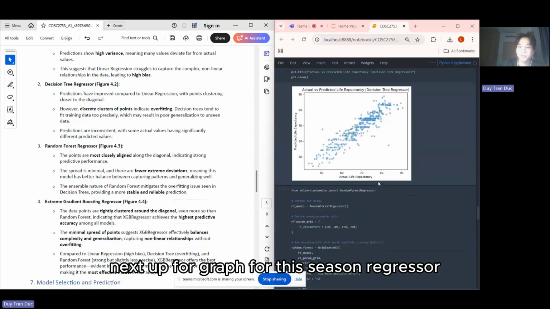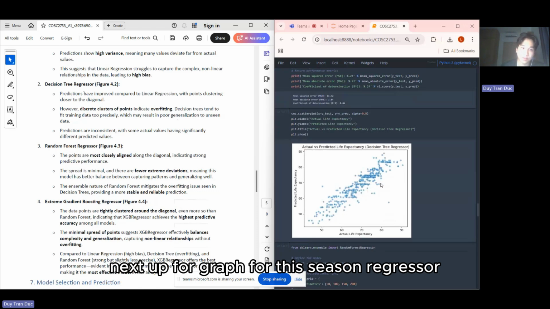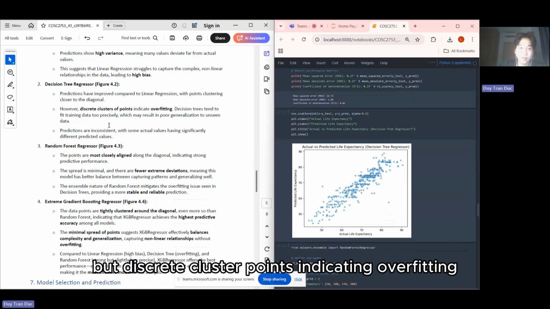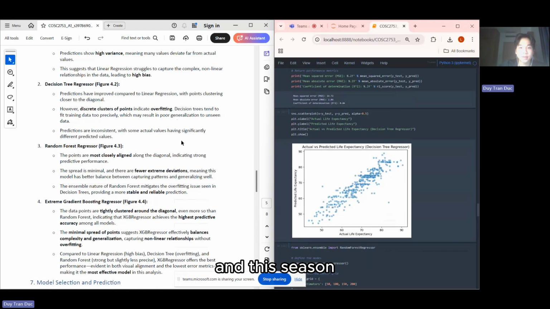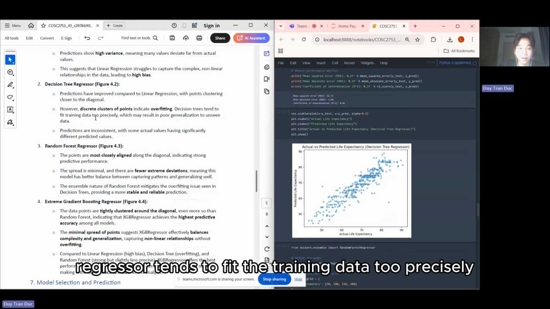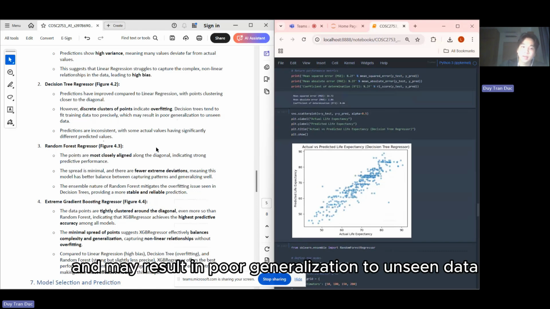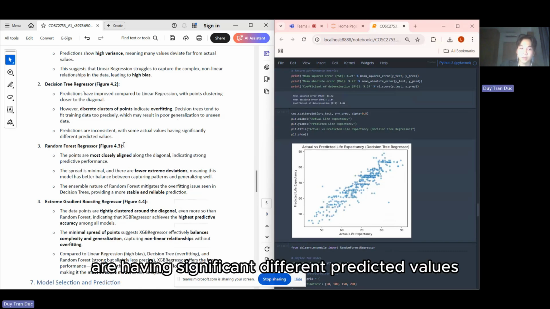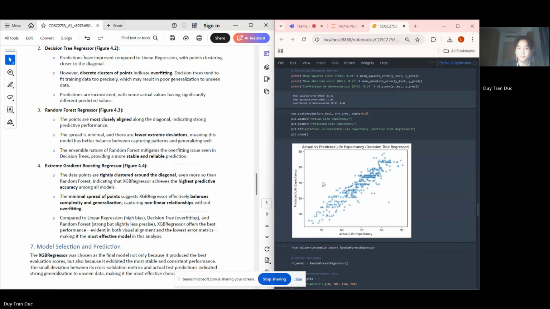Next up, for the graph for the decision tree regressor, the predictions have improved compared to the linear regression, but there are discrete clusters of points indicating overfitting. Decision trees tend to fit the training data too precisely and may result in poor generalization to unseen data. So predictions are inconsistent, with some actual values having significantly different predicted values.